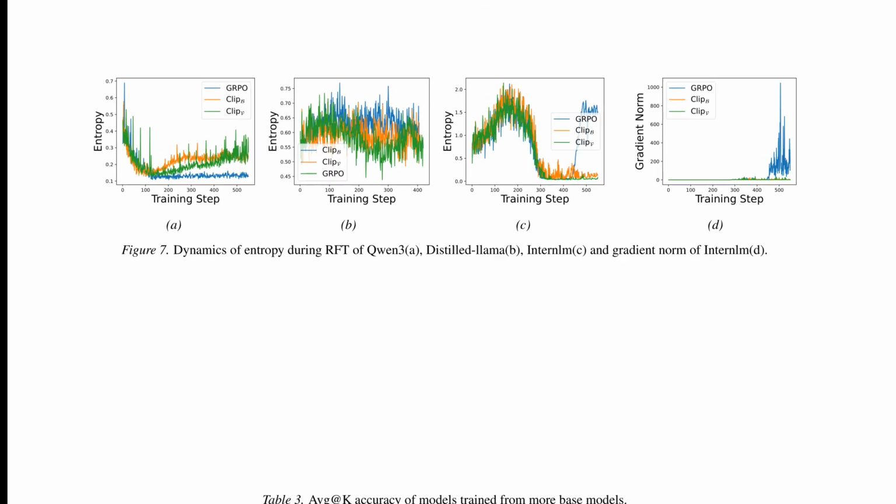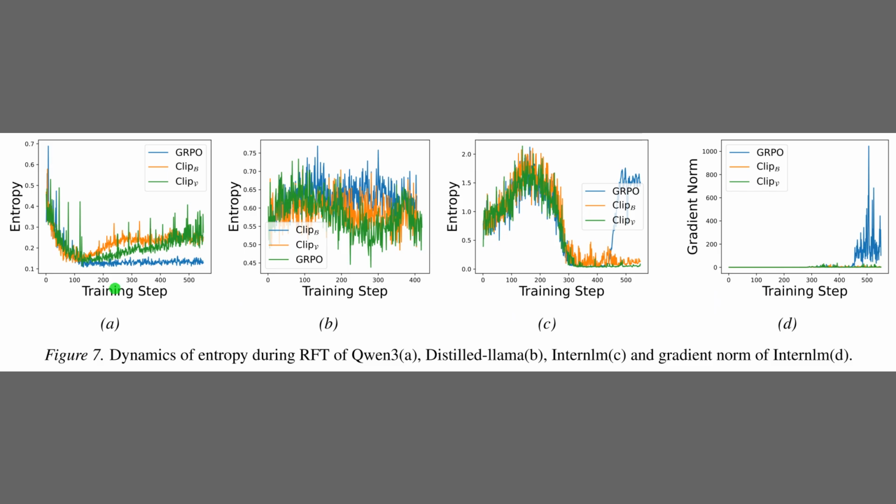So, moving beyond Qwen 2.5, Figure 7 tests whether these benefits hold for other architectures like Qwen3, distilled Llama, and InternLM. In panel A, looking at Qwen3, we see the familiar pattern where the blue baseline suffers entropy collapse, while the clipping methods keep it elevated. However, the most dramatic result appears in panel D, on the far right, which tracks the gradient norm for InternLM. Here, the blue line explodes late in training, signaling a complete collapse, whereas the orange and green lines remain flat. This confirms that theoretically grounded entropy control effectively stabilizes training, even for models prone to failure.